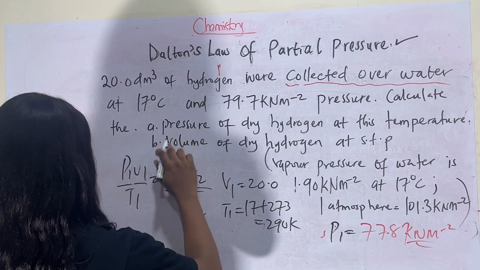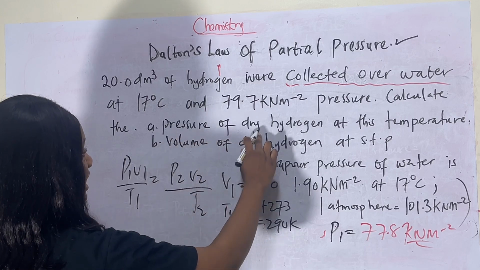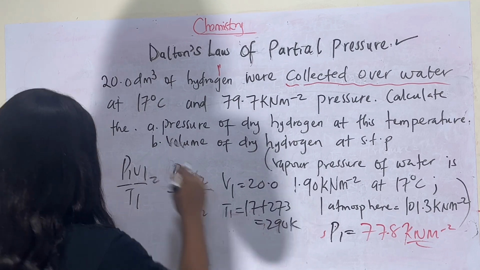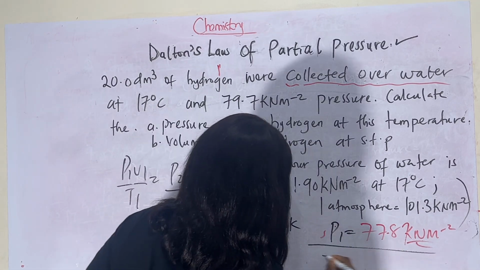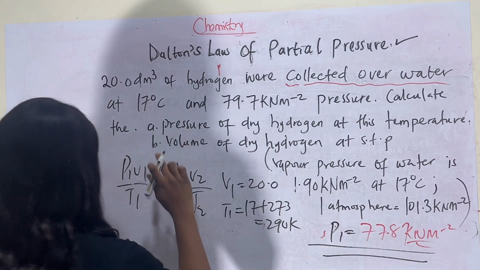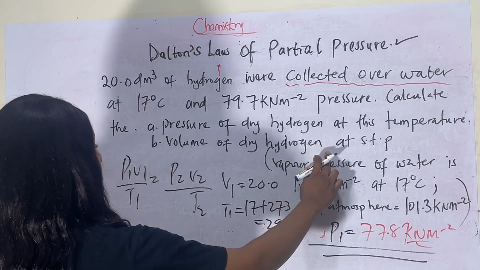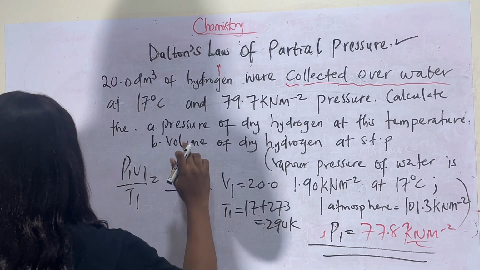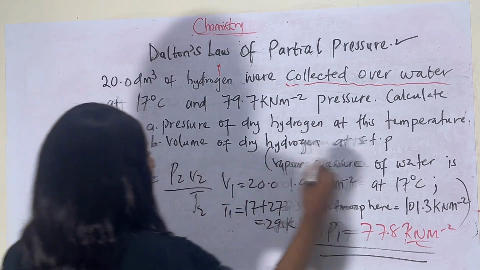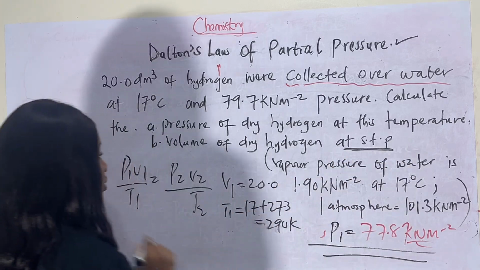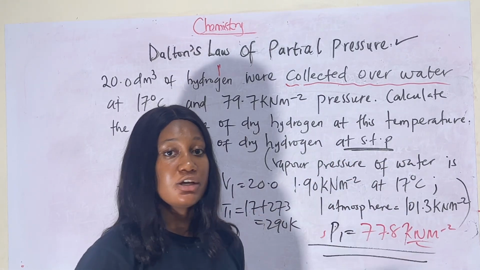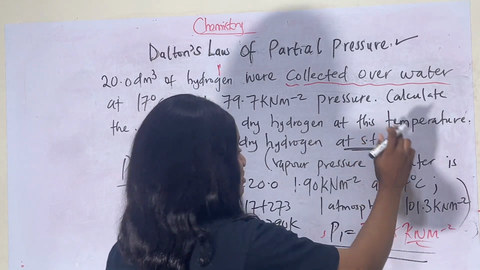Part A asks for the pressure of dry hydrogen at this temperature. So we've already answered A: the pressure of our dry hydrogen gas is 77.8. Part B asks for the volume of dry hydrogen gas at STP. The question says at STP. Remember I told you that whenever you are asked to solve anything at STP, you should use the standard temperature and pressure values you know.